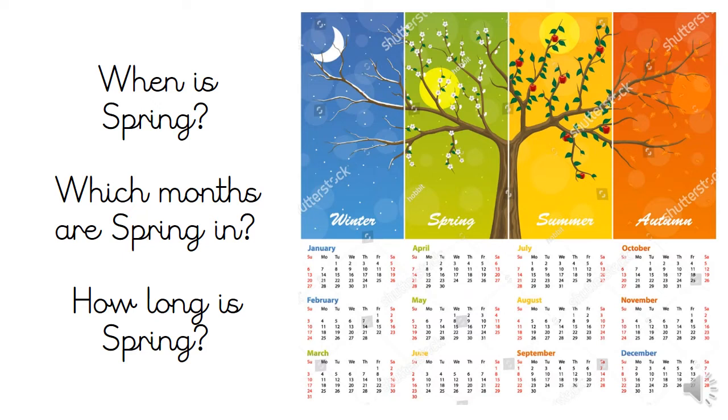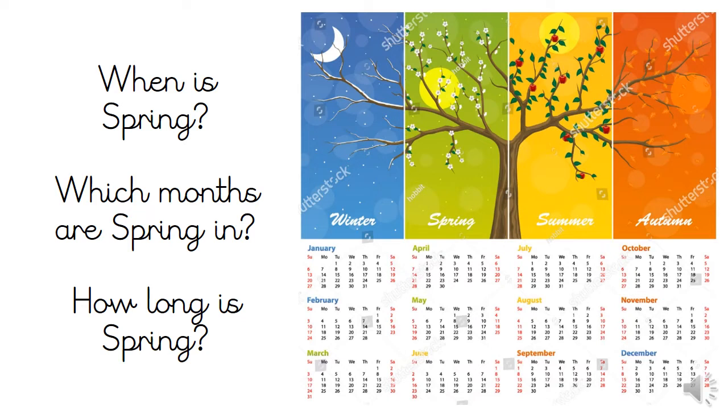So we're in spring at the moment, and if you have a look at the colours, you can see which months are in spring. So winter is blue. If you have a look at the calendar, down the bottom, December is winter, and January and February are winter. Now spring is green, so let's see if you can find and point to the months that are in green.